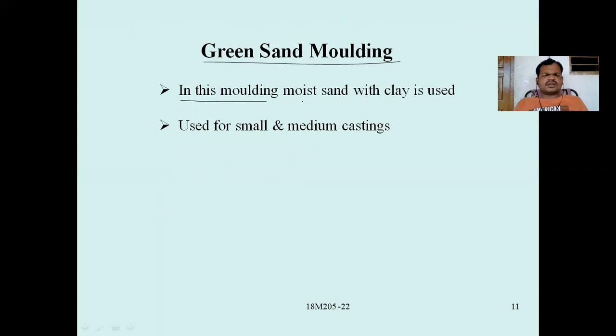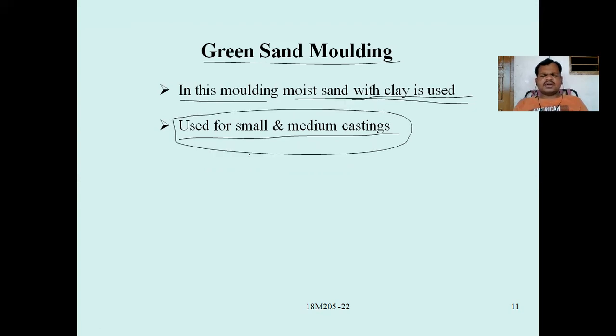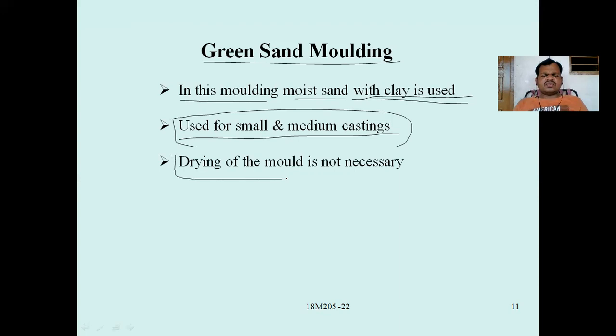In this molding, moist sand with clay is used. It is mainly used for small and medium casting. Drying of the mold is not necessary.